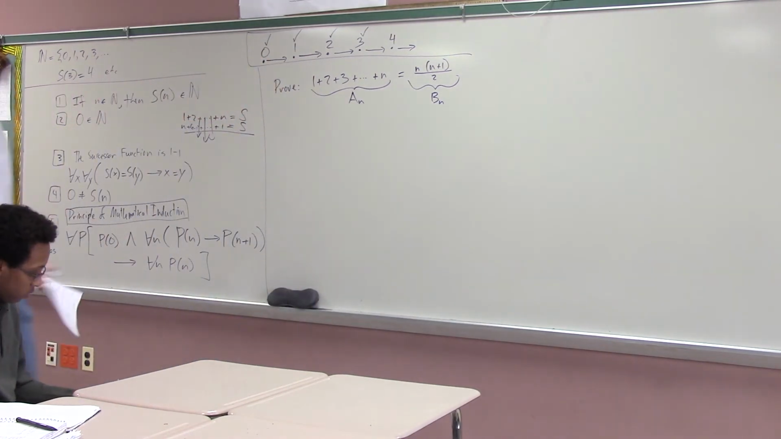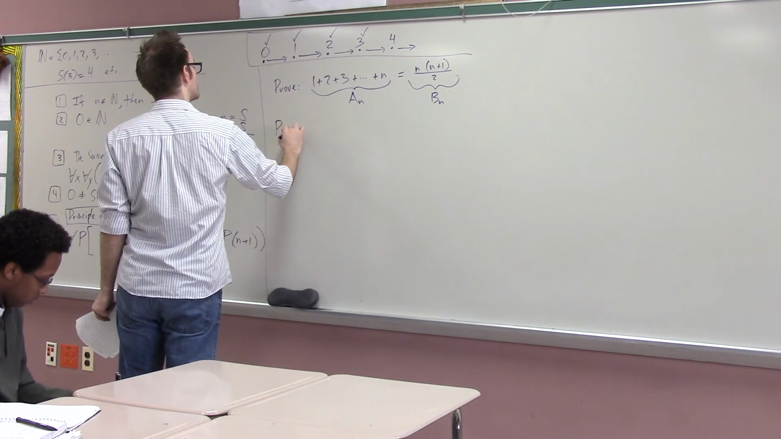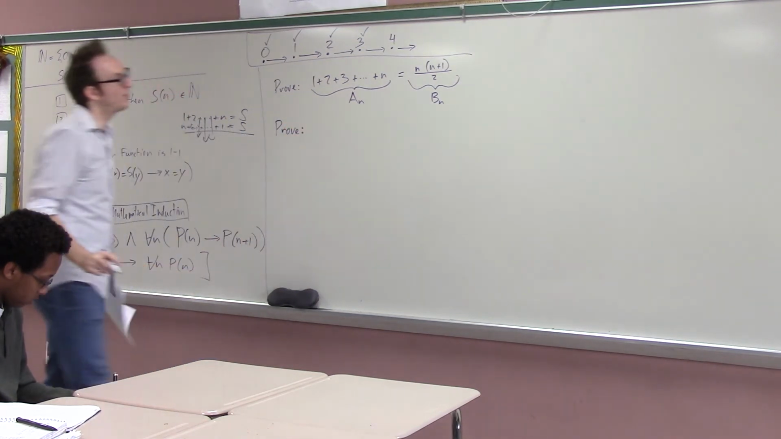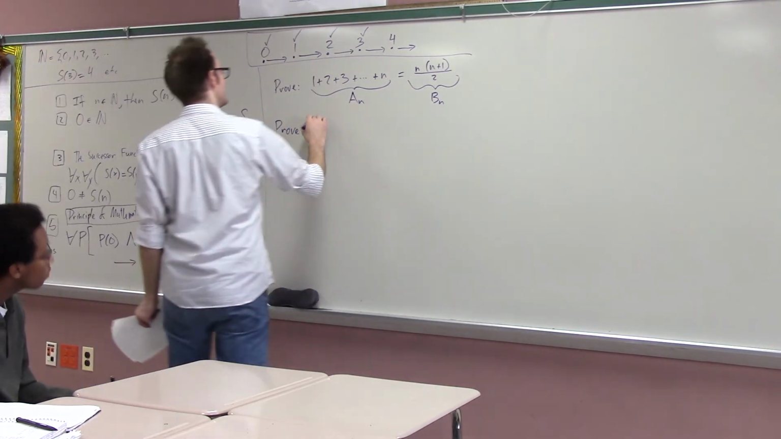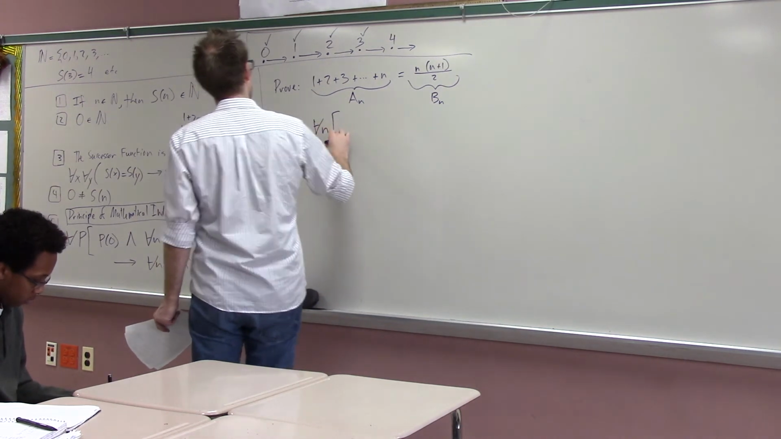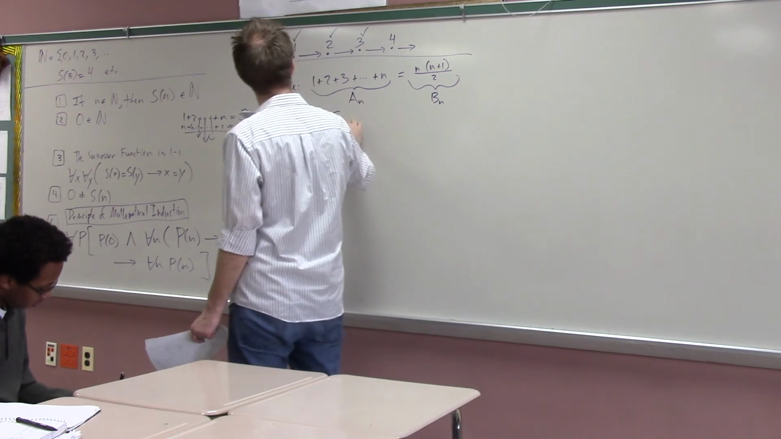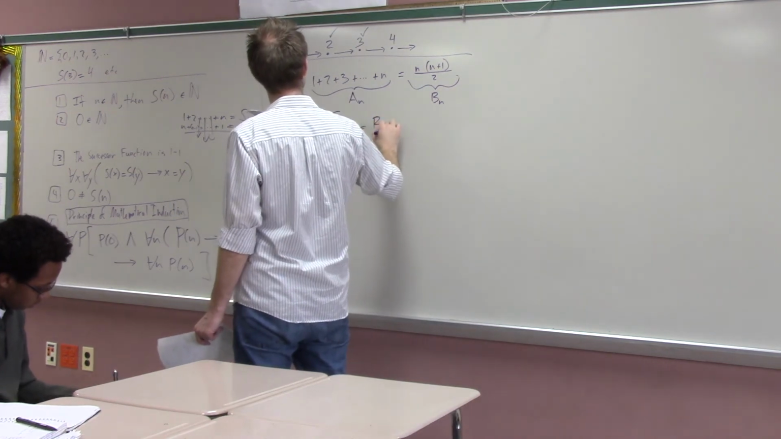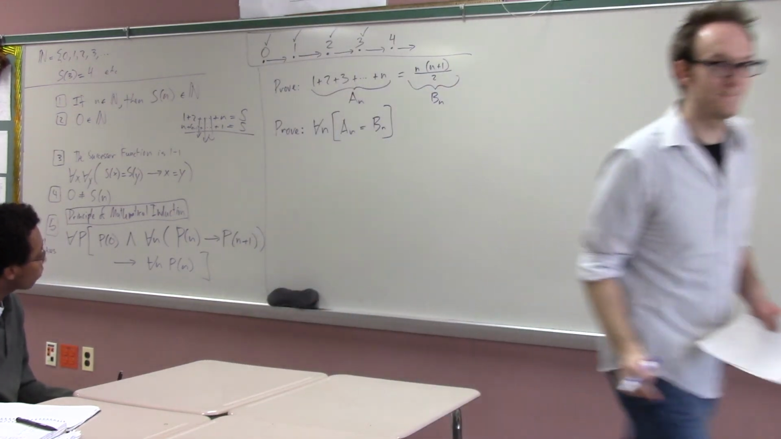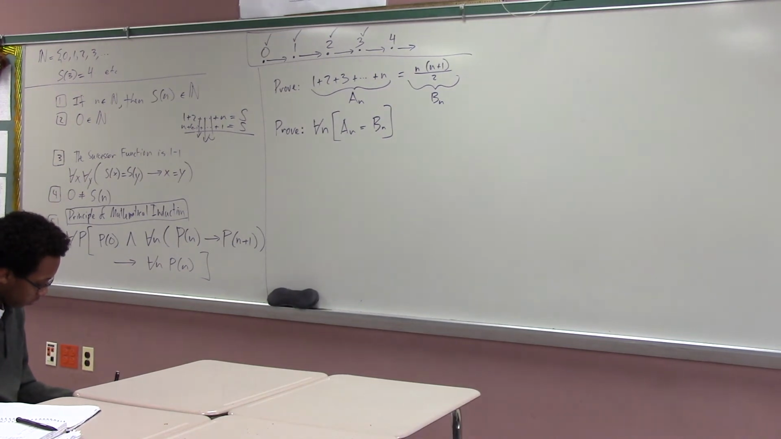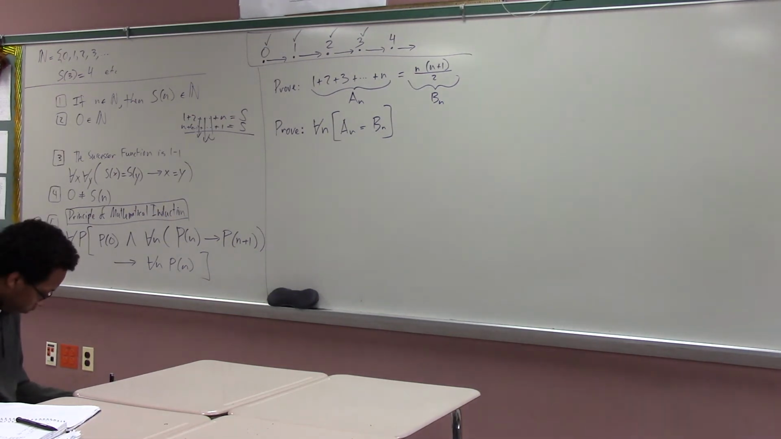And now this just enables me to do some sort of shorthand, kind of. What I need to prove now is that for all numbers n, a sub n equals b sub n. That's kind of what I mean when I say here's some formula. What I really mean about that formula is that it is supposed to be true for all numbers, right? So for all n, a sub n equals b sub n. That's what I need to prove.